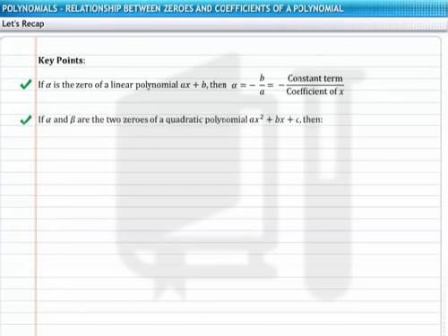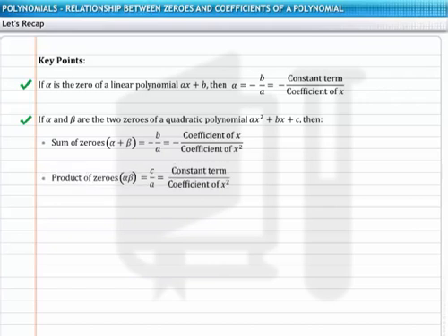If alpha and beta are the two zeros of a quadratic polynomial, then the sum of the zeros of a quadratic polynomial is equal to the minus of the coefficient of x divided by the coefficient of x squared. And the product of the zeros of a quadratic polynomial is equal to the constant term divided by the coefficient of x squared.